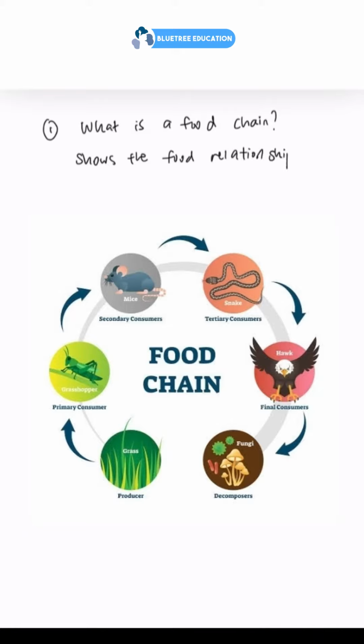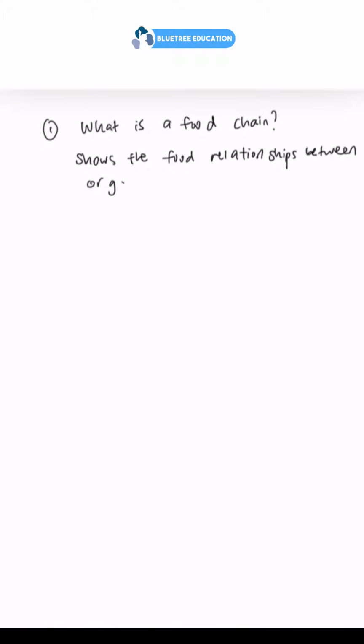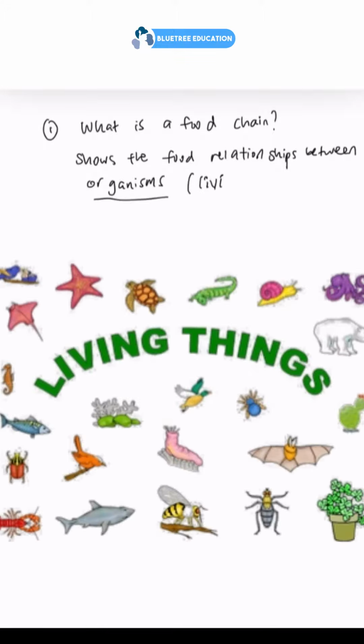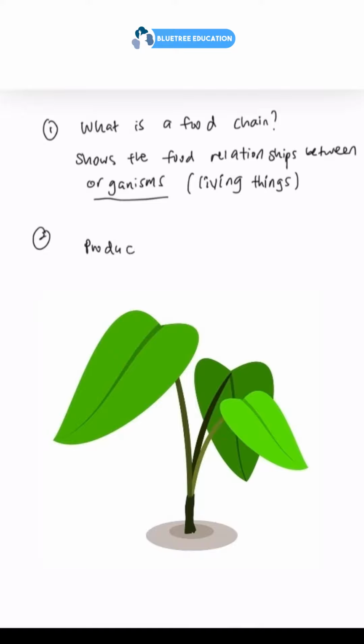If you recall your primary 3 science, you will know that organisms are living things. So first of all, in a food chain, everything must be living, okay? They are all living things. So this shows the food relationship. Now, the second thing is that a food chain is always made up, the most basic one, of a producer and a consumer.